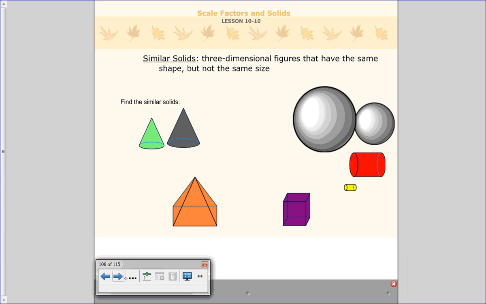So we're going to go ahead and get started with the first part, talking about similar solids. When we talk about similar solids, it's still those three-dimensional figures we've been talking about. So those cylinders, those spheres, those prisms, those cones. But here they have the same shape. So the two figures are the same shape, but they're not necessarily the same size. And you'll see how I put together the similar solids here.